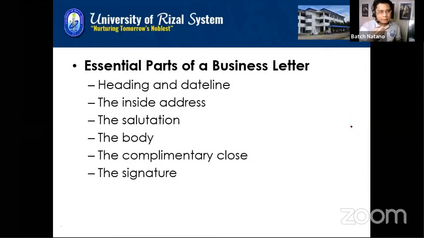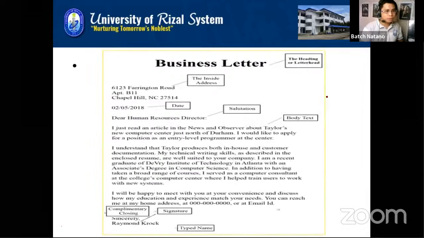So these are the essential parts of a business letter. You have the heading and date line, the inside address, the salutation, the body, the complimentary close, and the signature. And I'm pretty sure that all of you are particular with these parts of the letter. Okay. So this will now give you an overview of the parts of a business letter.